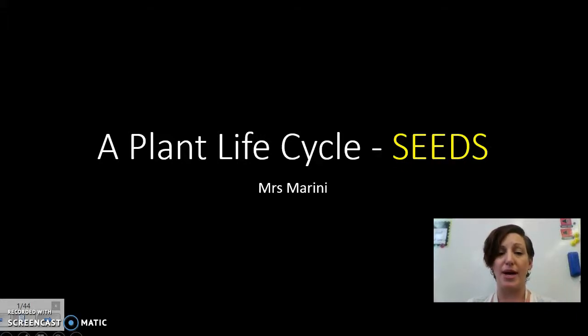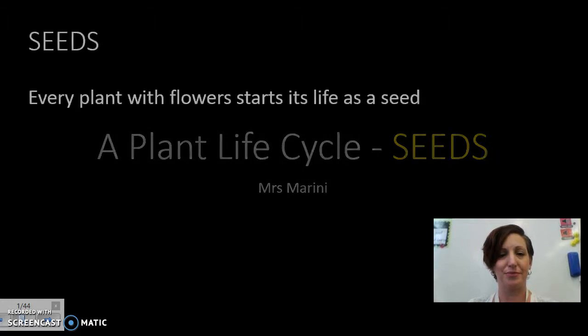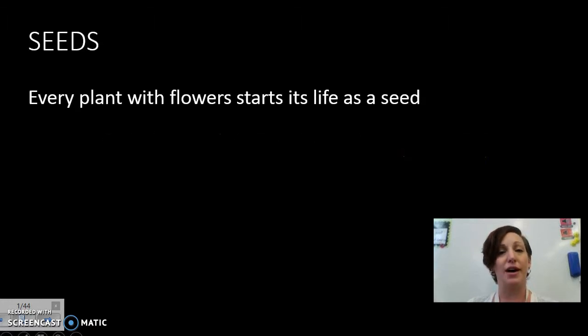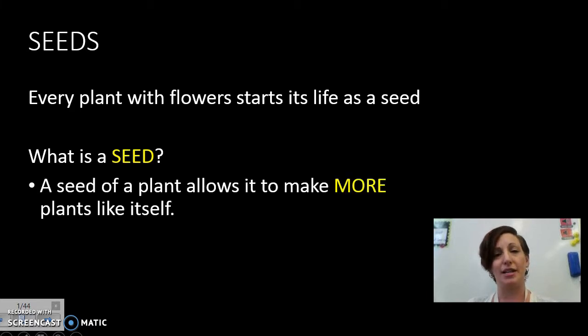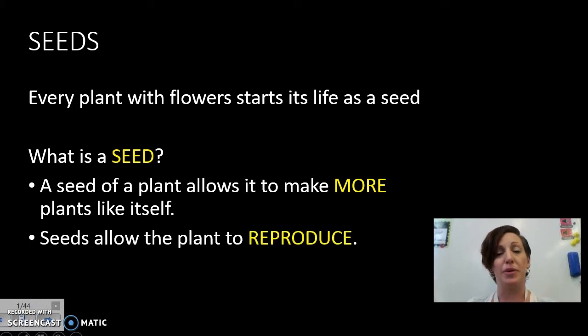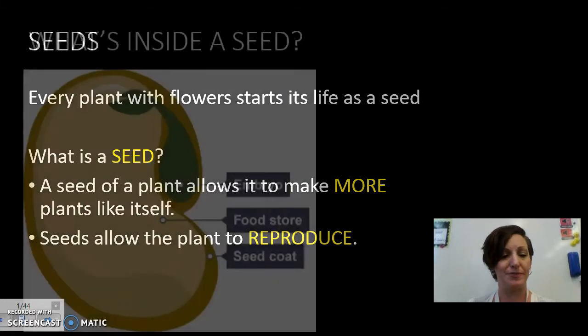This video is about plant life cycle, and we are starting with seeds. Every plant with flower begins its life as a seed. But what is a seed? A seed of a plant allows it to grow more plants like itself. Seeds allow the plant to reproduce. Just like humans have a baby when we reproduce, plants grow seeds to reproduce.